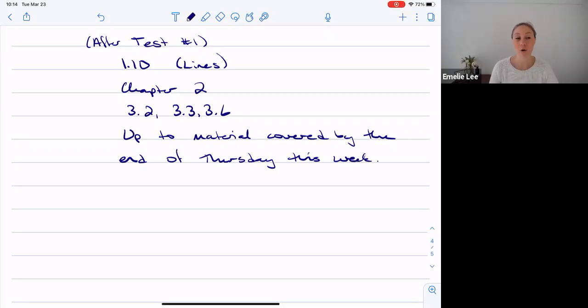Okay. What's nice is the material that we're about to head into is a lot easier than what we have been doing, or at least in my mind, it just flows nicer. It's easier to deal with. So that's a nice thing.